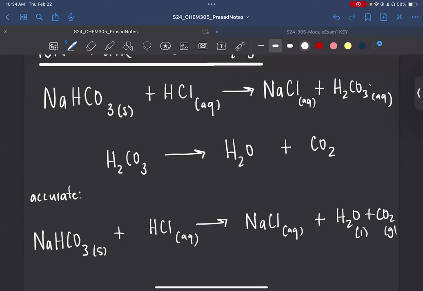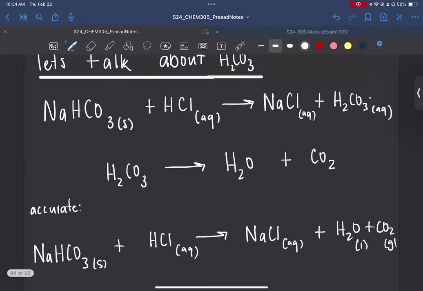You cannot stop this from happening. I'm telling you that this is going to happen. So if I put it on an exam, you are responsible for it. This is the only case that something like this happens. An almost immediate decomposition to a gas. And it is all upon recognizing that H2CO3 is formed.